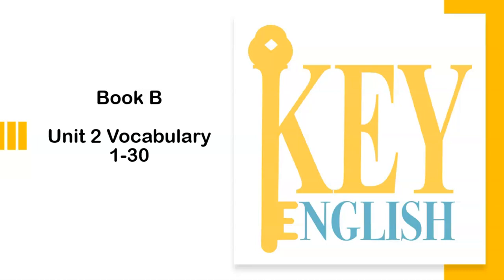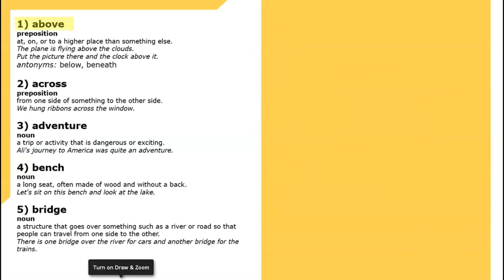Hello everyone, in this video we're going to go over the Book B, Unit 2 vocabulary words, numbers 1 through 30. Let's get started. The first word is above.